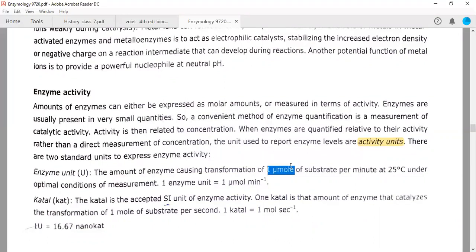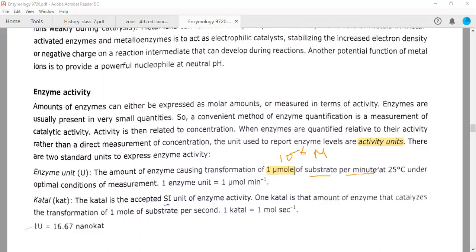1 micromole is very small. It is less than 1 mole. So it is actually 10 to power minus 6 mole. Okay, so let me write it. Okay, so this is 10 to power minus 6 mole. So this is very small than a 1 mole.